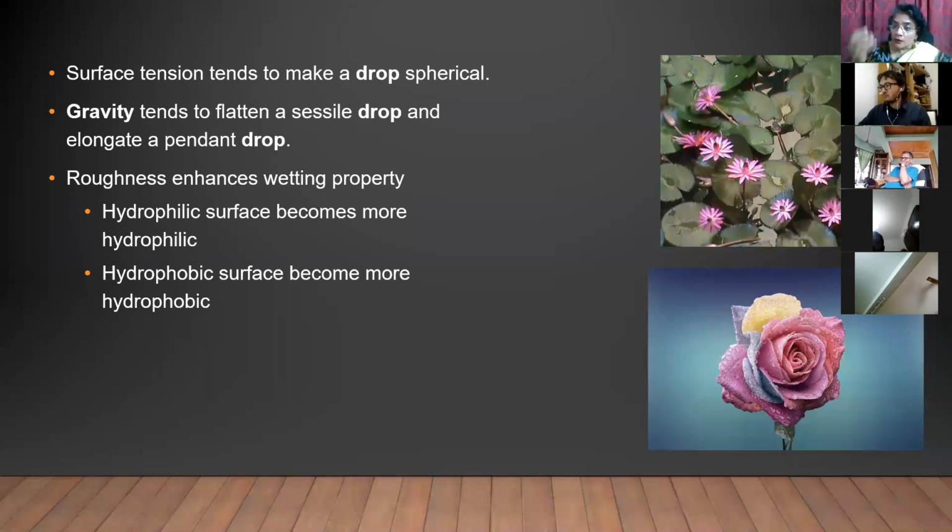And roughness will enhance the wetting property. If I have a surface and if it is hydrophilic, that is, it's water loving, the contact angle is small. If I make the surface more rough, it will become more hydrophilic, and if it's hydrophobic, it will become more hydrophobic. So roughness enhances whatever wetting property already exists in that particular system.